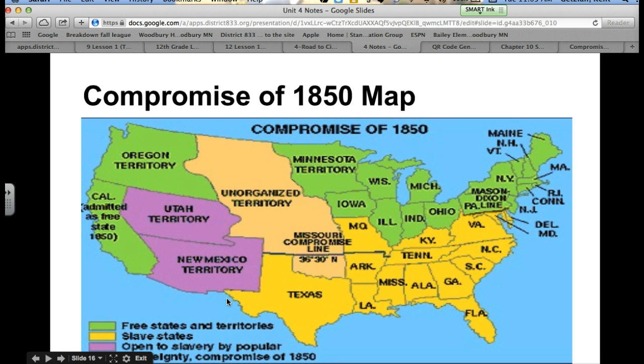So here's what it looks like. The Compromise of 1850 map. So you've got Texas down here, slave state. Okay, and then you've got New Mexico, where the Missouri Compromise line goes right through the middle of that, and California, and then Utah and Oregon are above it. Okay, so we've got a couple issues, and here's what they came up with.